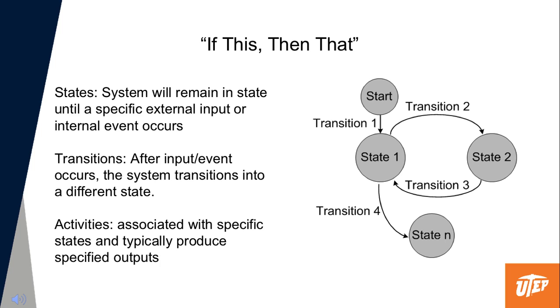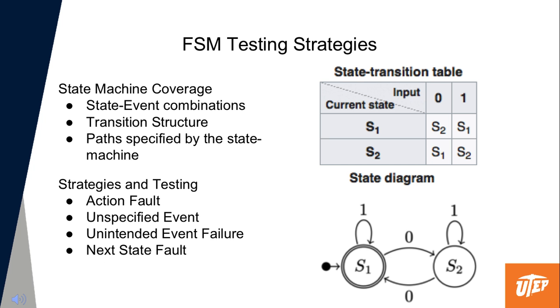FSM models are made up of states and transitions. A system will remain in its current state until a specific external input or internal event occurs. After the input or event occurs, the system transitions into a different state. Activities are associated with specific states and typically produce specified outputs. FSM testing helps to identify any area of failure relating to state-event combinations, transition structure, or paths specified by the state machine.